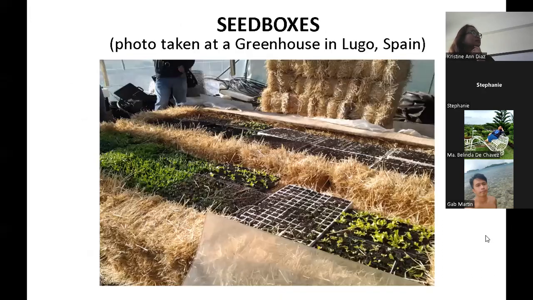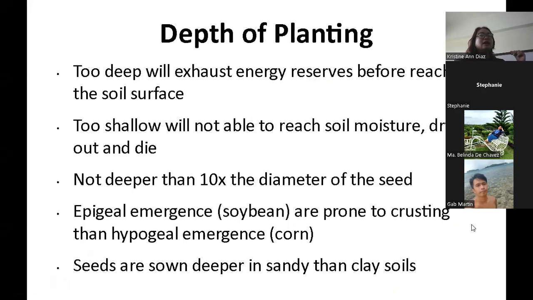Okay, so sometimes they also have seed boxes para ma-increase ang heat. So how deep yung dapat inyong pagtanom? So rule of thumb here, it should not be deeper than 10 times the diameter of the seed. So for epigeal emergence like soybean, they are prone to crusting, so dapat hindi siya too deep. And seeds are sown deeper also in sandy than in clay soils.